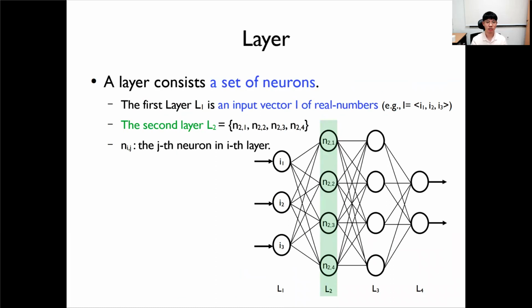Next, each layer consists of a set of so-called neurons. In particular, the first layer corresponds to an input vector of real numbers. And in this case, the input vector is a 3-dimensional real-number vector. And the second layer consists of 4 neurons, from n2,1 to n2,4 in this case.